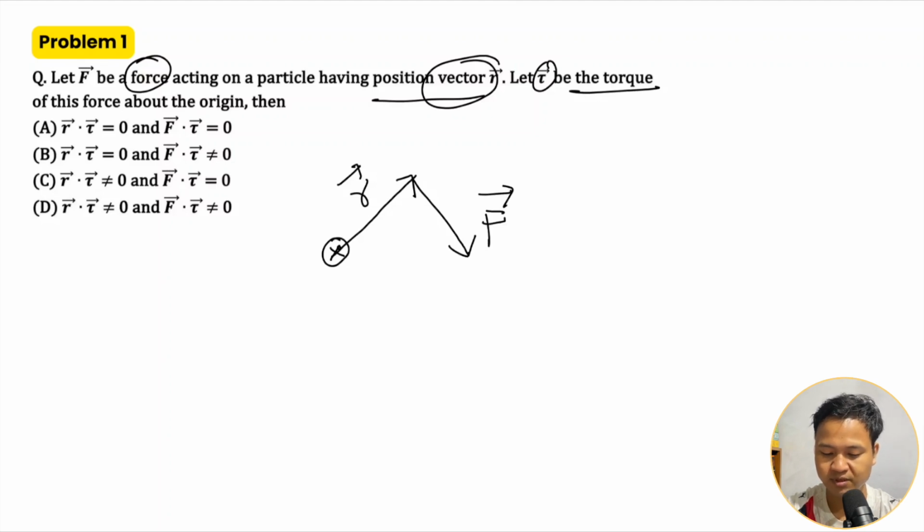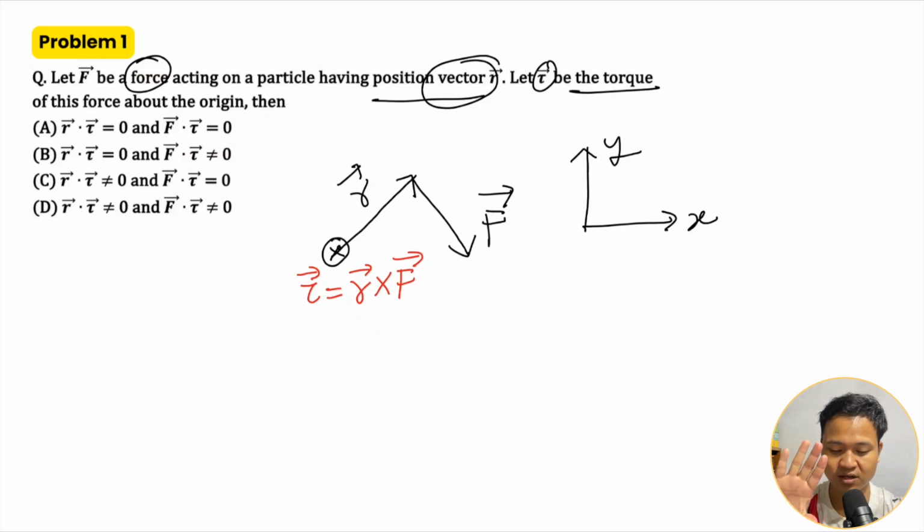R and F lie on the same plane. Let's say they lie on the XY plane, so I'll write X and Y. If R and F lie on the XY plane, then the torque is along the Z direction. So if I try to find the torque, torque is R cross F. Okay, right hand thumb rule.